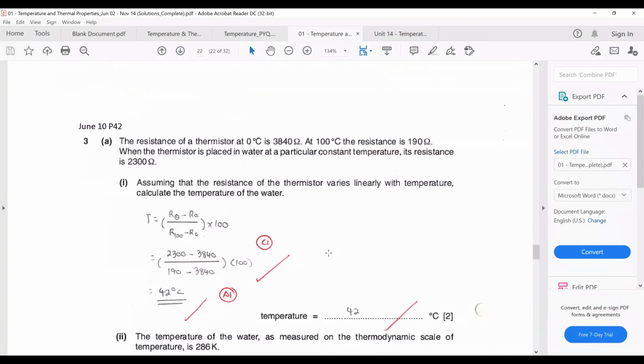Okay, now the resistance of a thermistor at 0 degrees is 3840 ohms. At 100 degrees centigrade, the resistance is 190 ohms. When the thermistor is placed in water at a particular constant temperature, its resistance is 2300 ohms. Assuming that the resistance of the thermistor varies linearly with temperature, calculate the temperature of the water. So see the statement, assume resistance of thermistor varies linearly with temperature.